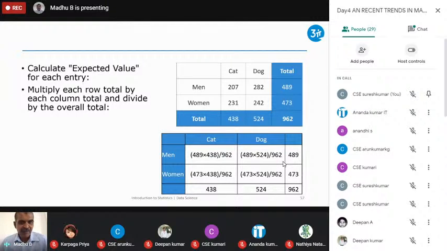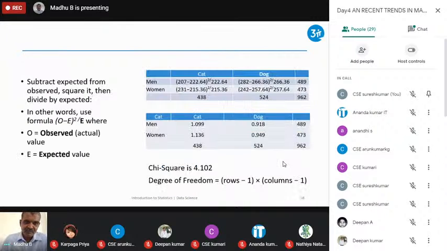Okay, after doing this, I get the answers 1.099, 0.918. There is this formula, and I can total it. It is called the chi squared value. We find something called the degree of freedom. Degree of freedom is rows minus 1 into columns minus 1. Here 2 minus 1 into 2 minus 1, so it is 1 only.